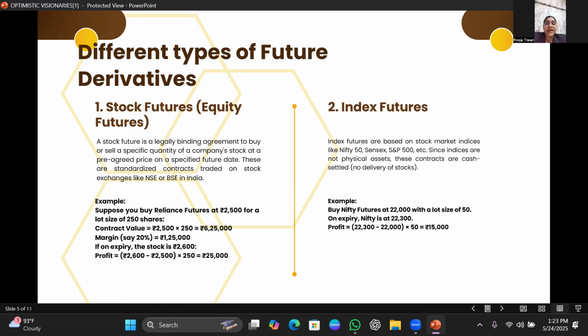Next is index future. Index future is a future contract which is traded on an index value like Nifty 50 or Sensex. The derivatives traded on that value are index futures. Features of index futures: they cannot be settled by delivery, and are settled in cash based on the index value at expiry. Let us understand it by an example.